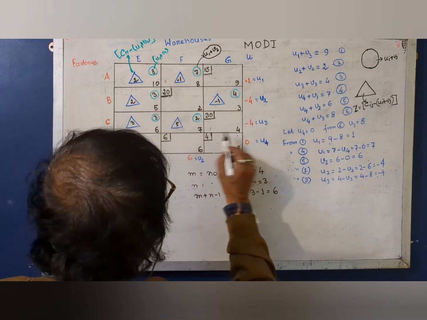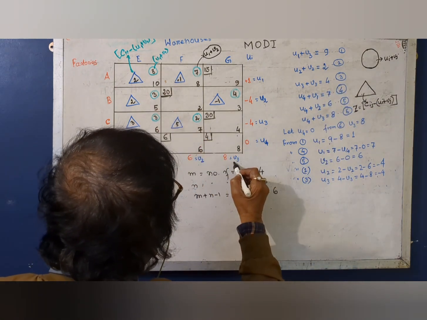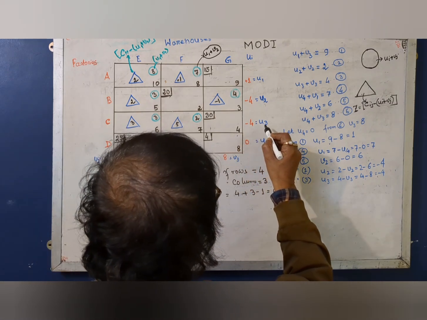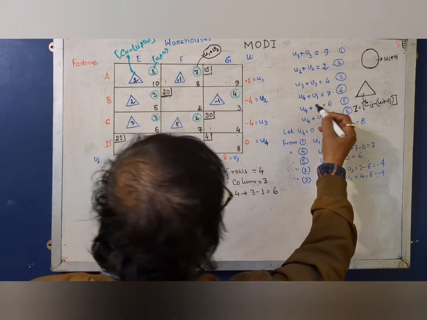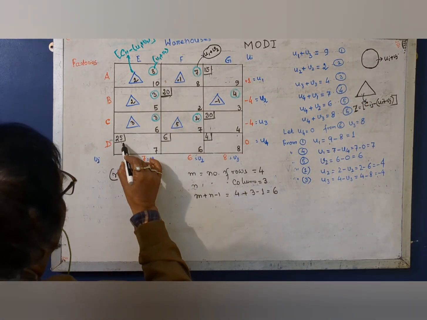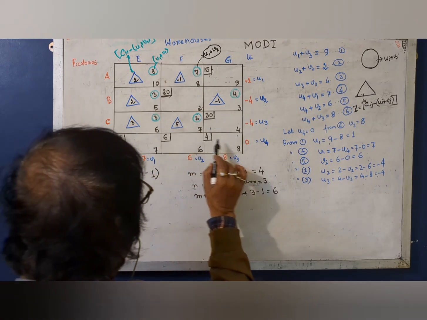Third basic cell is this. That is u3 plus v3 is equal to 4. This cost is to be bifurcated into two components, u3 and v3. You see, u3 plus v3 is equal to 4. Third equation. And this is also a basic cell because basic allocations are here.